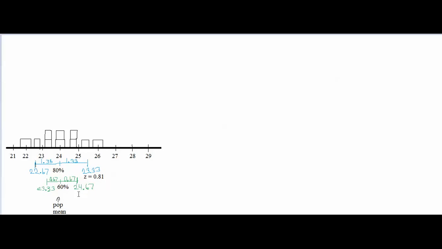And we also found out that the z-score at the upper boundary of the middle 60%, which is right here, was a z-score of 0.41. And in the last video, we used these z-scores to actually calculate the margin of error using a formula.